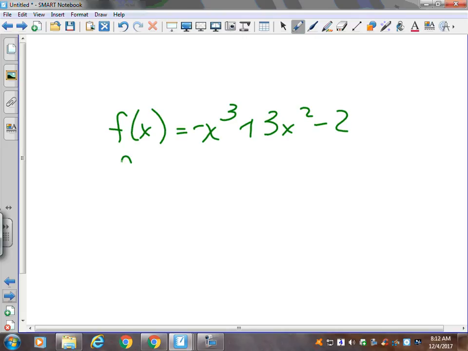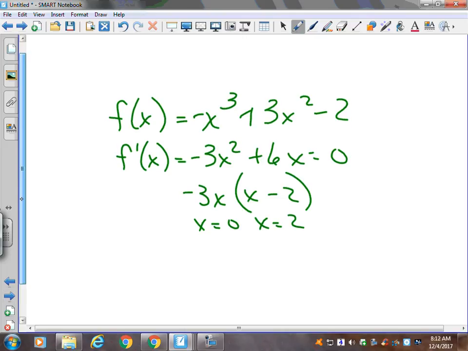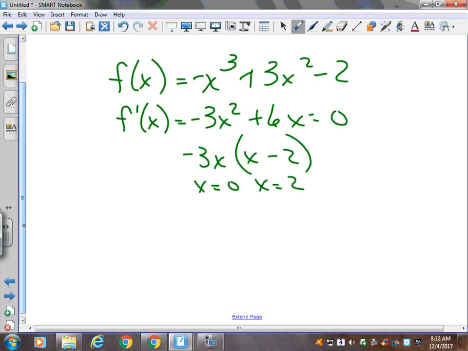All right, so if I take the derivative of this, that'll be negative 3x squared plus 6x. Everybody agree? So if I set that equal to 0 and solve, I got to take out a negative 3x, and that'll give me x minus 2. So what are my two critical numbers here? All right, but I don't know what they are yet, okay? I just know that I've got something. They might be max, min, or inflection points. Have no idea. So then I do the second derivative.